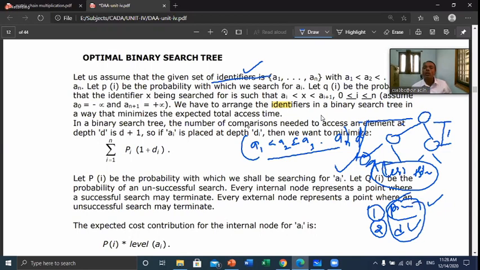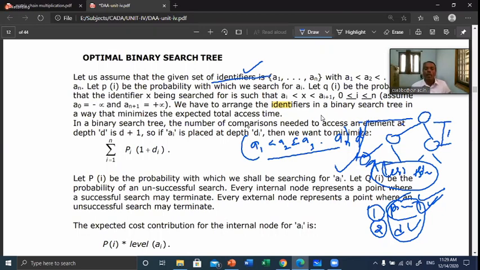The calculation of the time taken to search the element depends on the probability of searching and the depth of the element. These two parameters we are going to consider to calculate the time taken to search one element. You can ask one question: sir, what is the searching probability?